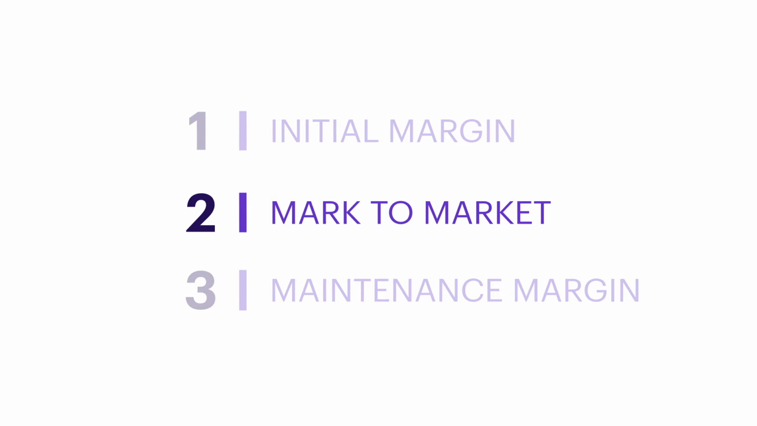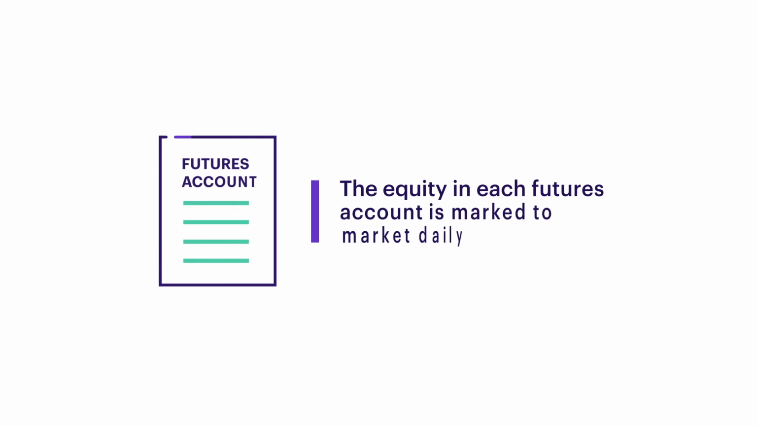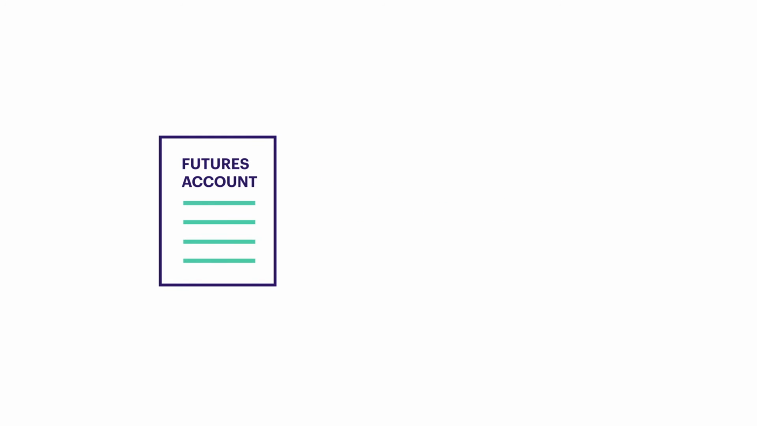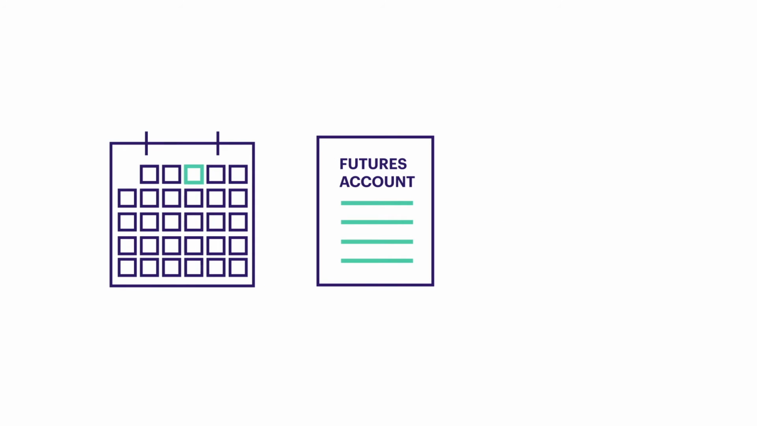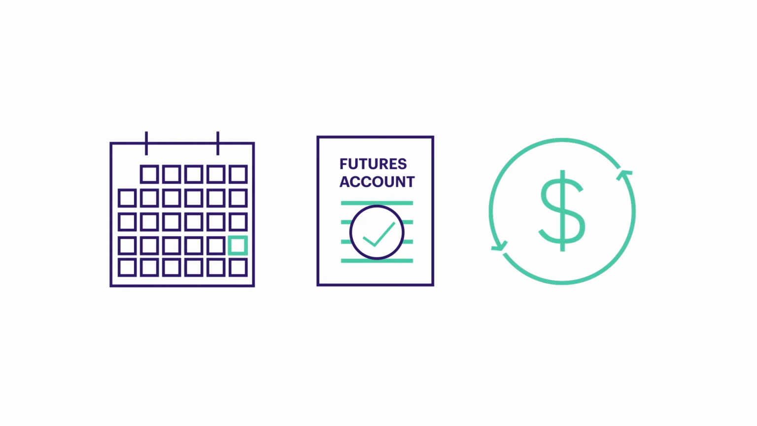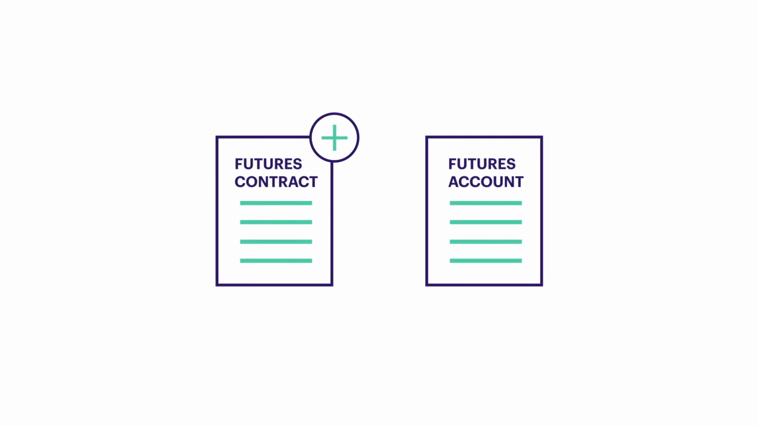The second thing to understand when trading futures is the notion of mark-to-market. The equity in each futures account is marked to market daily. This simply means that at the end of every trading day, all futures accounts are settled, and money is actually transferred between accounts. So if you have a profitable futures position on a given day, the amount of your profits will show up as cash in your futures account.